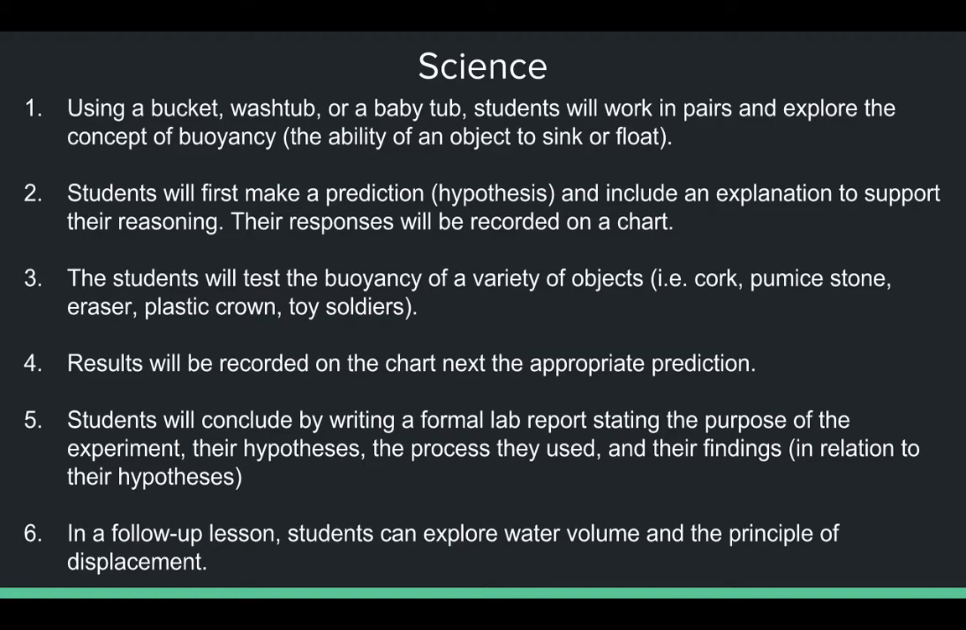The students will then test the buoyancy of a variety of objects. These can be any object, such as a cork, pumice stone, or erasers, or an object related to the story, such as a plastic crown or toy soldiers. Results will be recorded on the same chart next to the appropriate prediction.